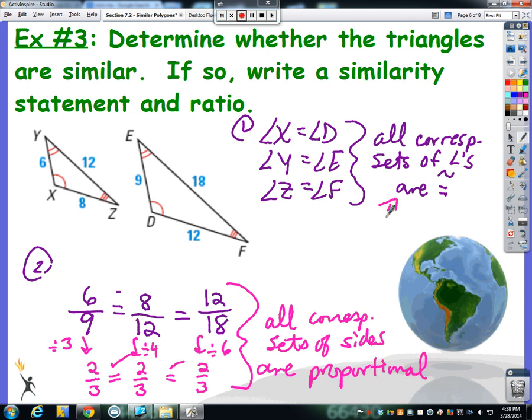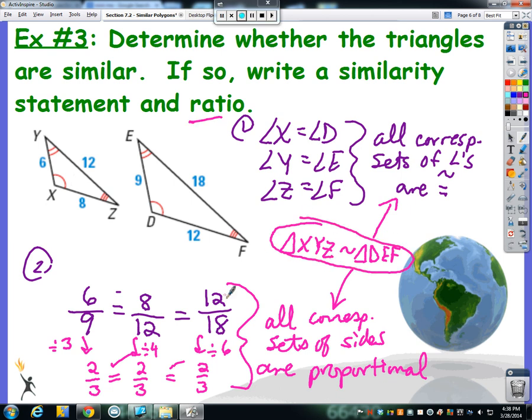So really, taking this with this, I can say triangle XYZ is similar to triangle. And if I did XYZ, notice I have 1 arc mark, 2 arc marks, 3 arc marks. Then I'd have to go DEF to complete the same 1 arc mark, 2 arc marks, 3 arc marks. So there's my similarity statement.